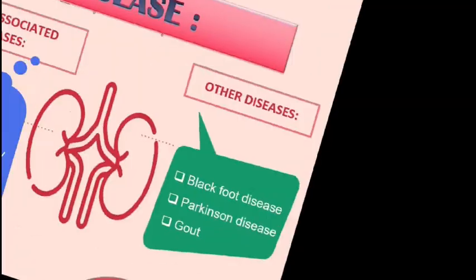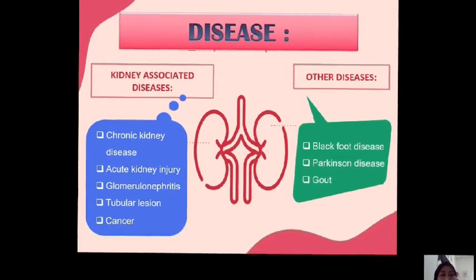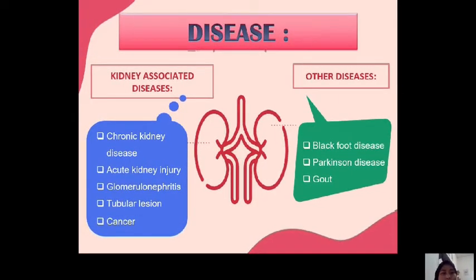Next are the diseases related to nephrotoxicity, which are chronic kidney disease, acute kidney injury, glomerular nephritis, tubular lesion, and cancer. Other diseases may also include black foot disease, Parkinson disease, and gout.